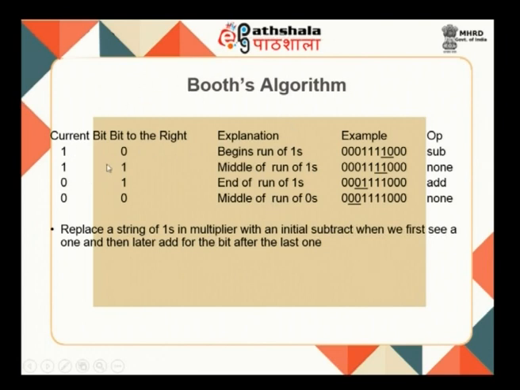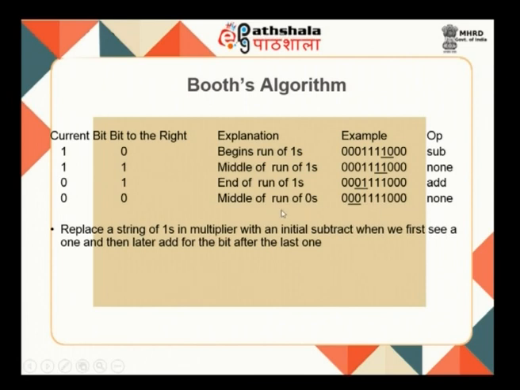If the current bit is 1 and the bit to the right is 0, that is, you are doing a transformation from 0 to 1, you will have to do a subtraction operation. A 1 to 1, there is no change, because the previous bit is also 1 and this bit is also 1, so you do not have to do any operation. Similarly, if your previous bit is 1 and the next bit is a 0, you are doing a 1 to 0 transformation, so you will have to perform an addition operation, and if it is a 0 to 0, you do not have to do anything.